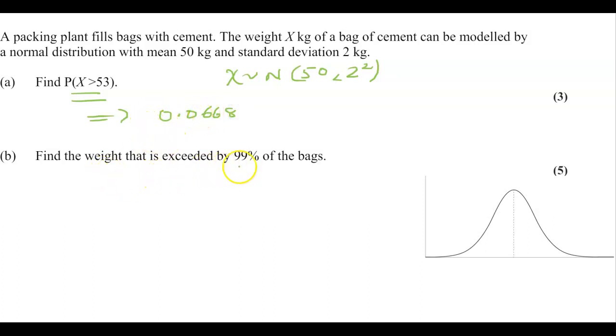Now I'm going straight to this question over here. It's saying to find a weight that is exceeded by 99% of the bags. That means if 99% of the bags exceed, they are more than this weight, that means that weight should be over here on this side. That should be the weight that I'm calling A.